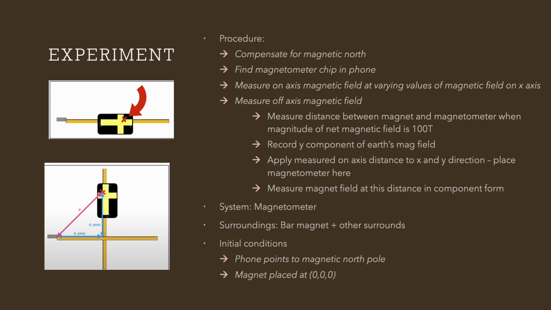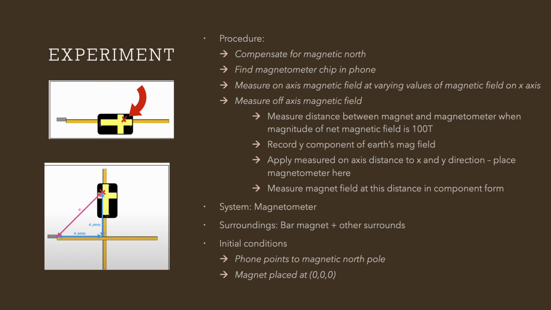The procedure was done to compensate for magnetic north. We found the magnetometer chip in our phone as depicted in the image on the top left, and then measured the on-axis magnetic field at varying values of distance on the x-axis, so at 20, 70, 120, etc. And then the measurement of off-axis magnetic field was done.